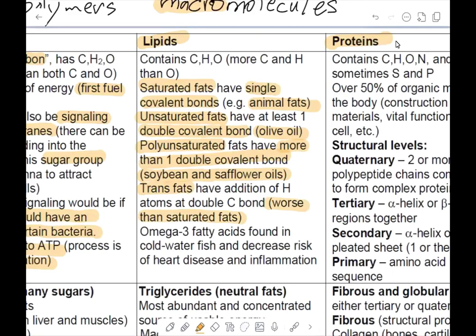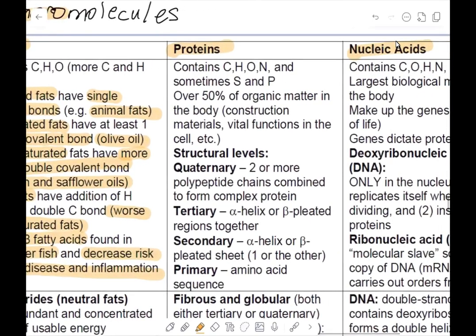The one thing we do know is that cold water fish are very, very healthy for you. They've discovered that natives who live north of Alaska and eat lots of salmon have much lower rates of heart disease. So omega-3 fatty acids are in things like salmon and cold water fish, and they decrease the risk of heart disease and lower inflammation.